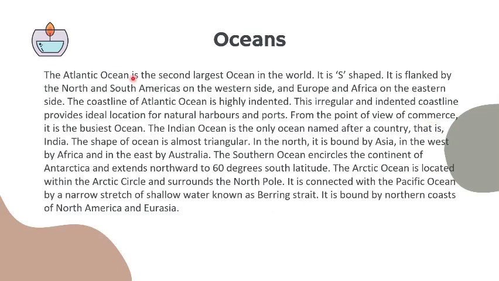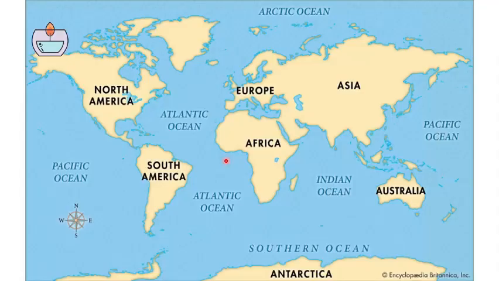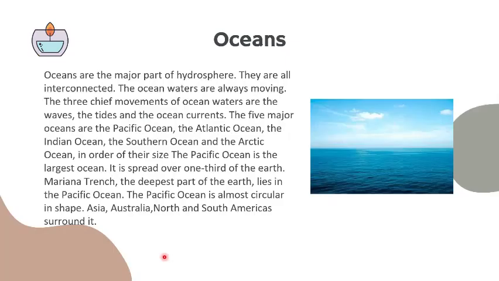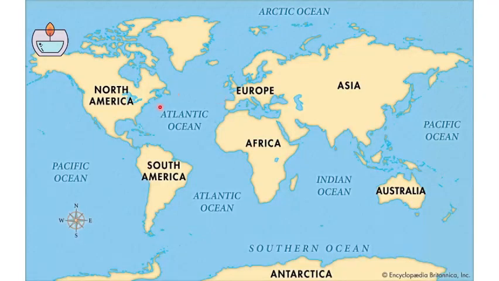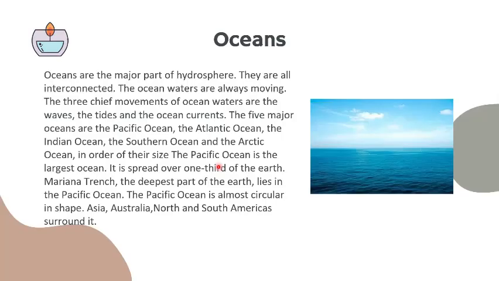The Atlantic Ocean is the second largest ocean in the world. It is S-shaped, as I told you, as you can see. It is flanked by North and South America on the western side and Europe and Africa on the eastern side.